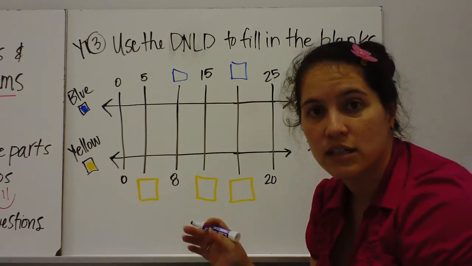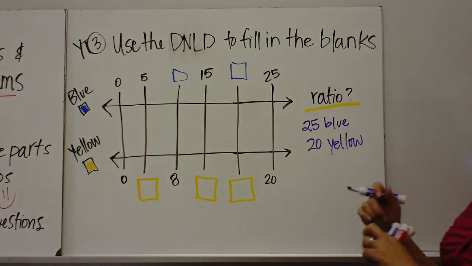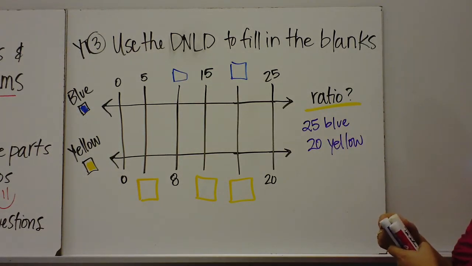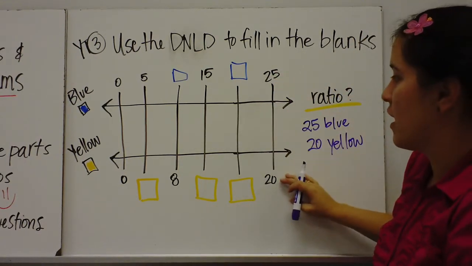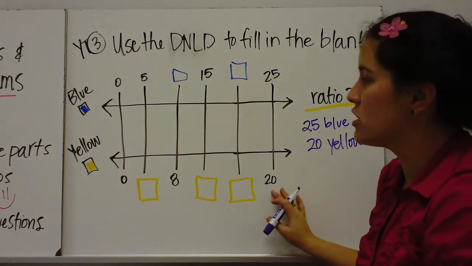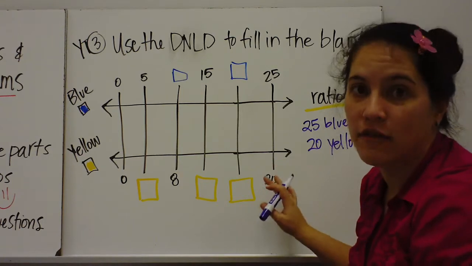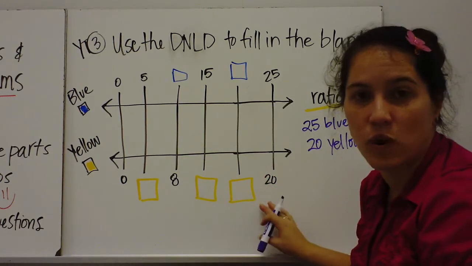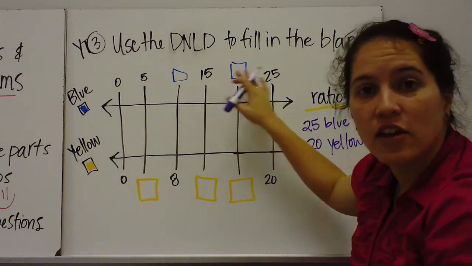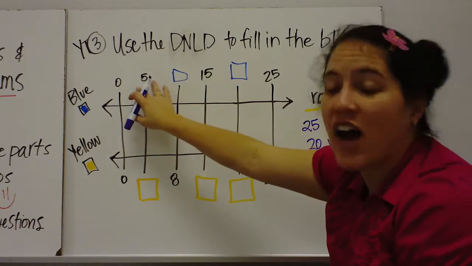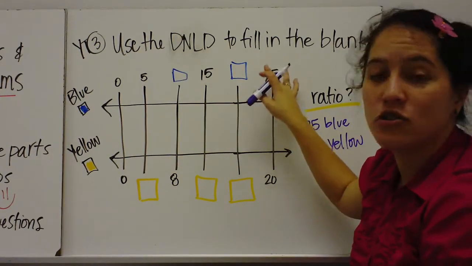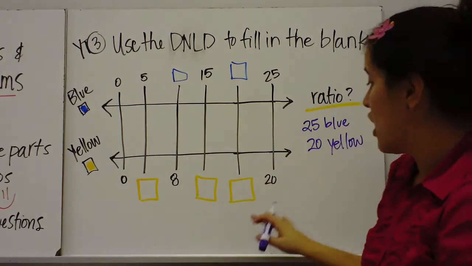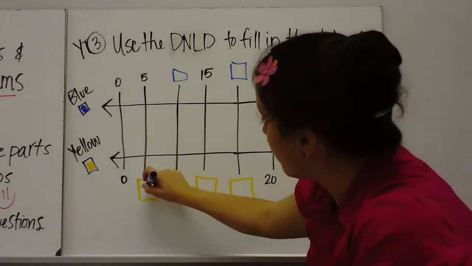You work on this, pause it, and then press play when you're ready for me to show you. Alright, ready? So the first thing to do is find your ratio, 25 to 20. And we need to go lower. So let's look and see if we can find anything that will be easily divided. Does 8 go into 20 easily? No. Does 15 go into 25 easily? No. Does 5 go into 25 easily? Yes. 5 will go into 25 5 times. So that means 25 divided by 5 is 5. So 20 divided by 5 would be 4.